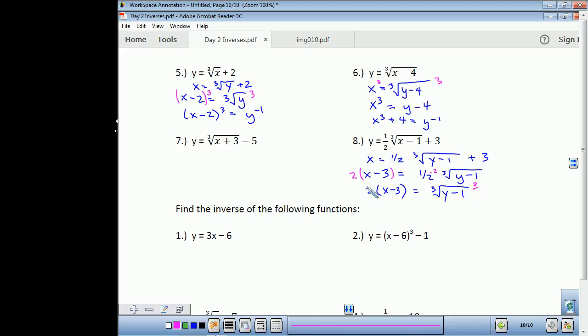Because right here we have to cube and we have to cube. So the 2 gets cubed and makes 8. And then the x minus 3 has to get cubed. And so this gives us 8 times x minus 3 cubed plus 1 is the inverse. Wait, you scored. Oh, I did. That should be a cube.